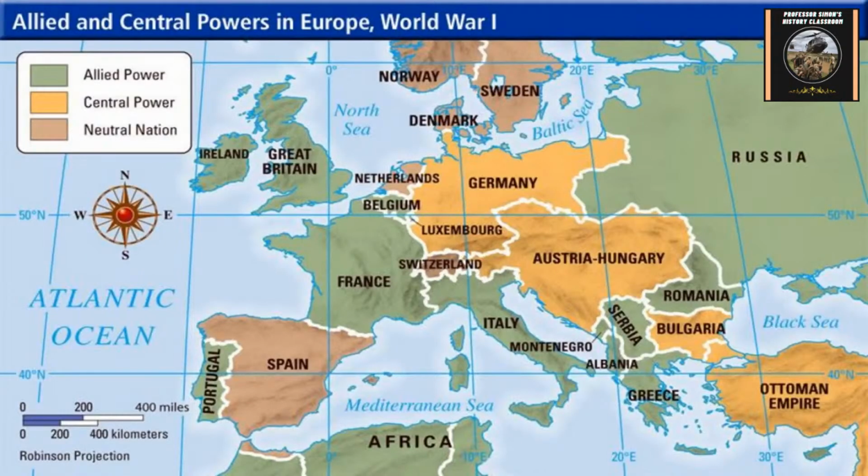So here's another map showing you the different powers that were in the war. But you can see the areas that are kind of in tan are Central Powers, and then the green areas are, of course, the Allied powers.